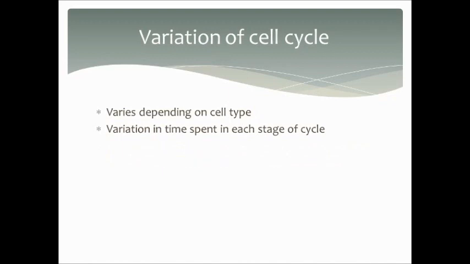The cell cycle varies quite a bit, and it depends on the cell type, and the variation of time spent in each cycle will depend on the species and type of cell. Some cells have a shorter lifespan than others.